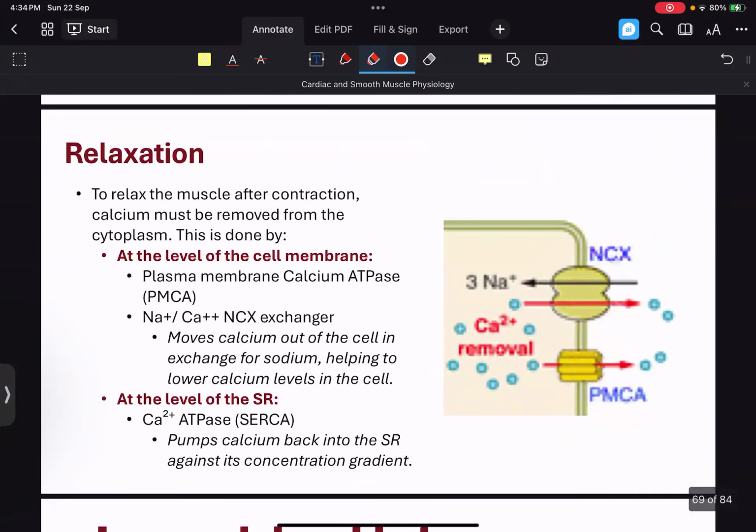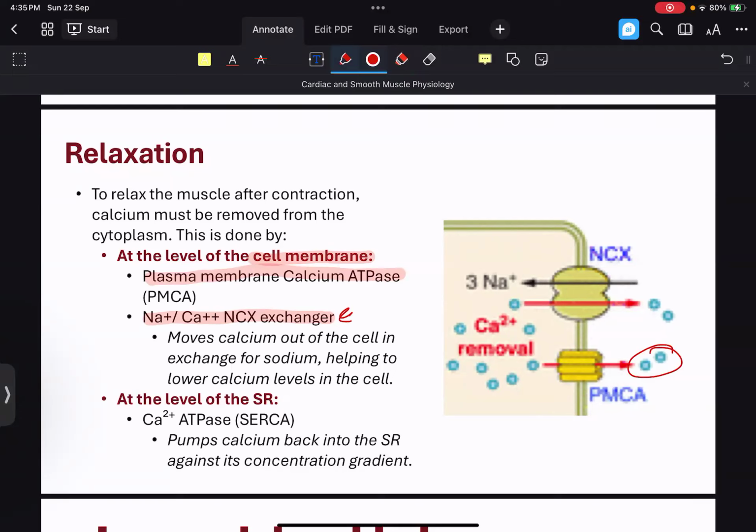So at the level of the cell membrane, where you're kicking calcium outside the cell, you have two enzymes this time. First one is the NCX exchanger. This one is the same one from the last lecture, okay? But then you also have another one called the plasma membrane calcium ATPase. This one doesn't exchange anything. You're just kicking calcium out. You can see them in the diagram over here.